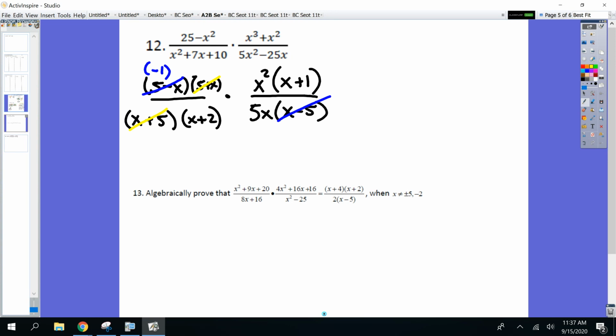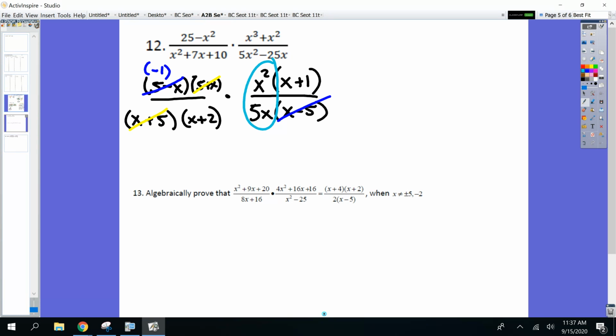Is that it? Yeah. Okay, good. I expected that. There is one more thing, and I wouldn't expect you to get this. There is one more thing we can cross out. Right there. Okay? x squared over 5x.